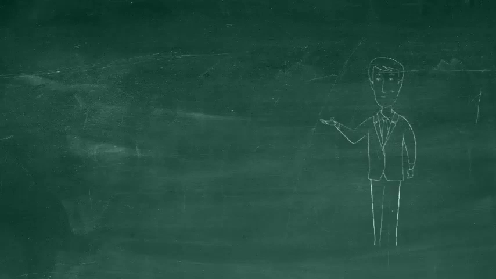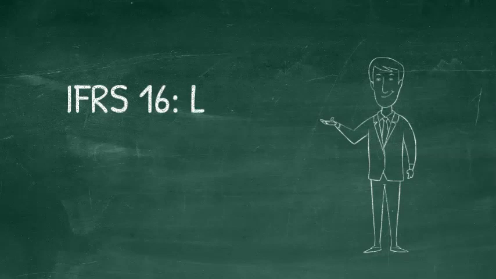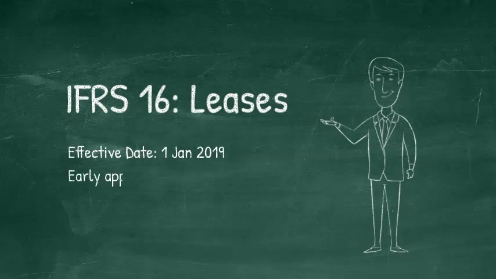In this video, we will learn IFRS 16, that is on leases. This standard is made effective for reporting periods beginning on or after 1st January 2019 and can be early adopted along with IFRS 15 on revenues.